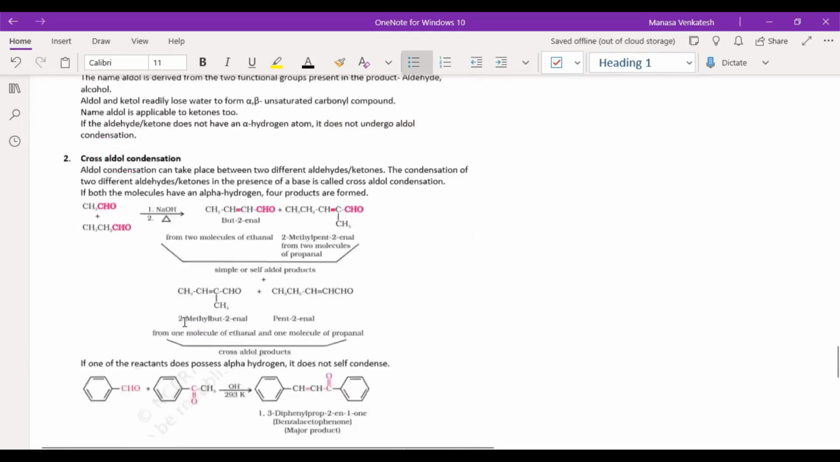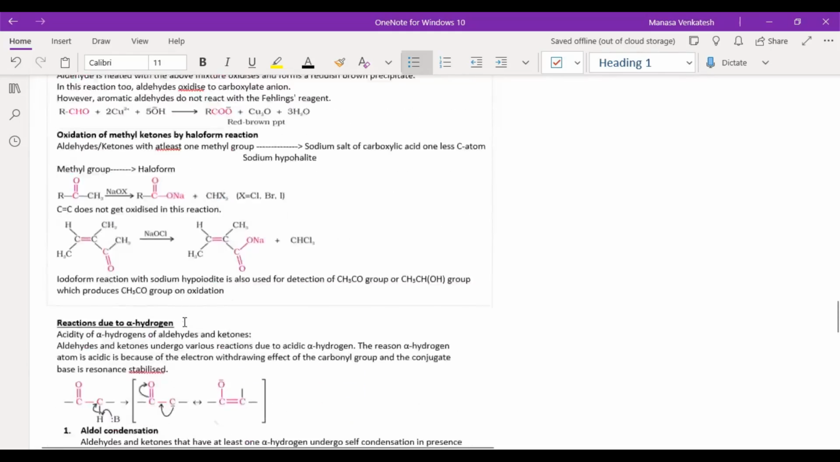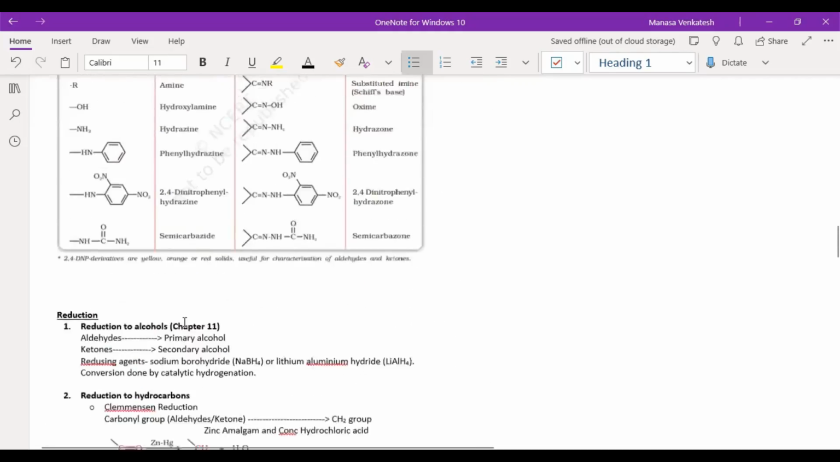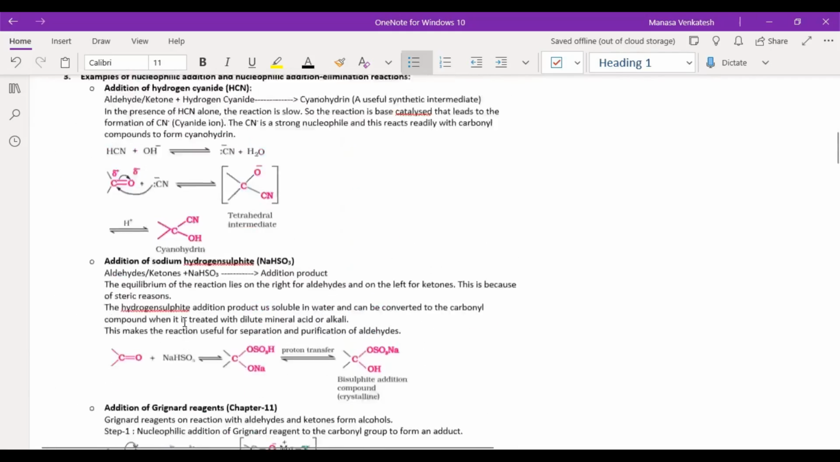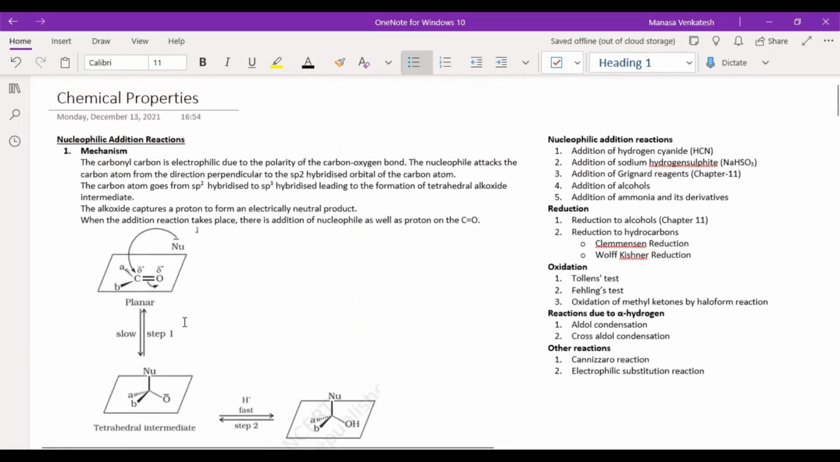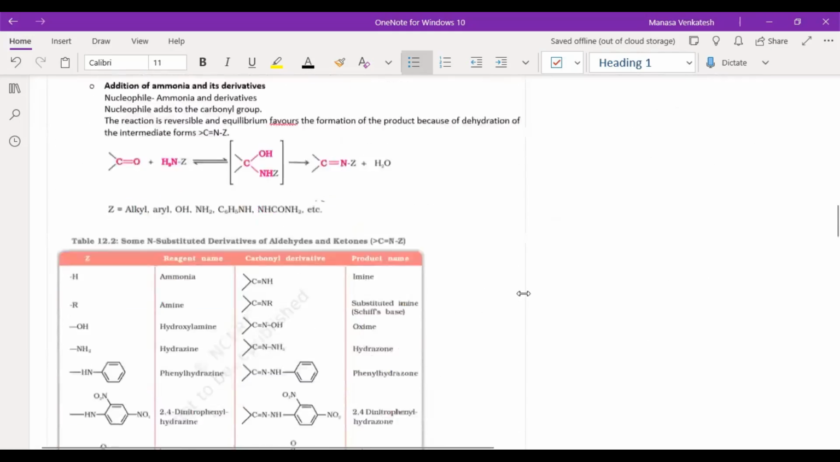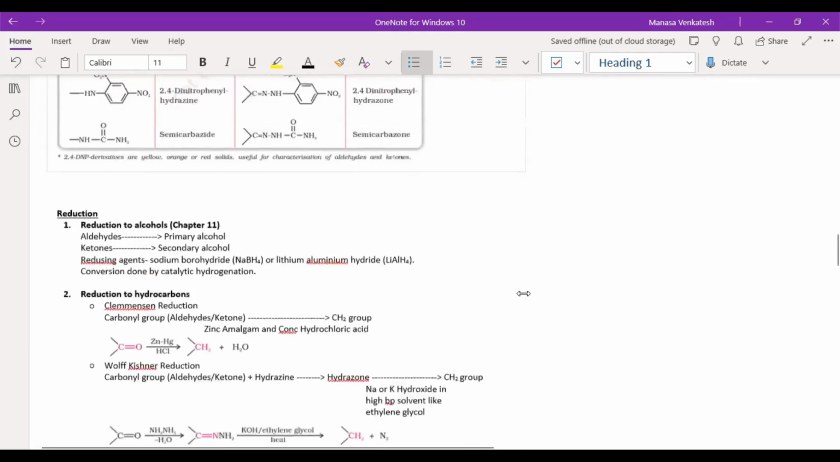With that, we're done with the various types of reactions that aldehydes and ketones undergo. We started with studying nucleophilic addition reactions and then moved on to various reduction reactions. And remember, aldehydes undergo reduction to give us primary alcohols. Ketones, on the other hand, reduce to give us secondary alcohols.